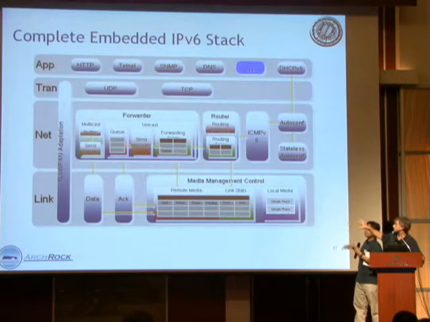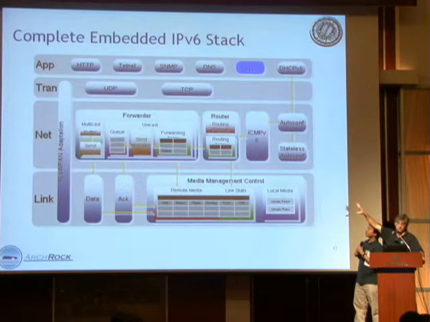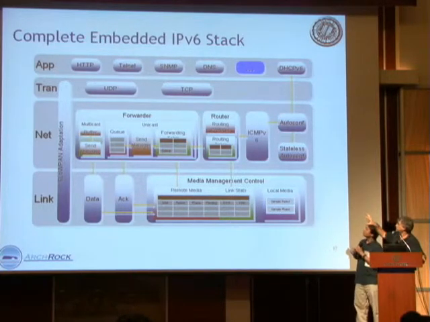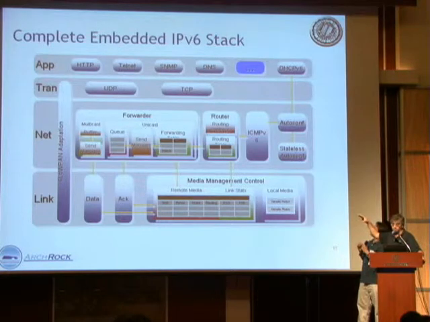That's one piece, the link layer, the 6LoWPAN adaptation layer. What's really here is a complete IP stack, including routing and transport and DHCP and address assignment, all pieces of putting a network together.